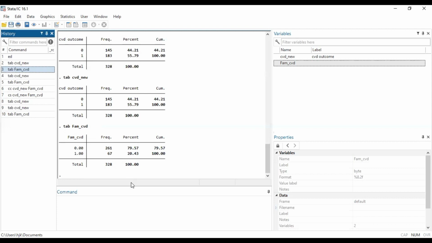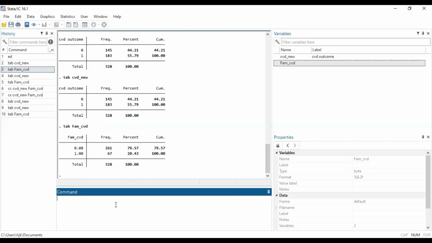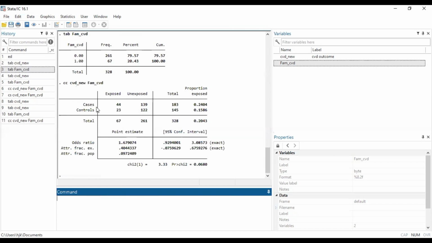Now, having that background about our data sets, we now want to see first running the odds ratio for a case control study. So the code we need to be able to get our odds ratio in STATA is CC, and then our outcome, and then exposure. So we type, click on enter, and then we have our result here displayed. So here we have exposed, unexposed, cases and control. It is cases and control because this is a case control study.